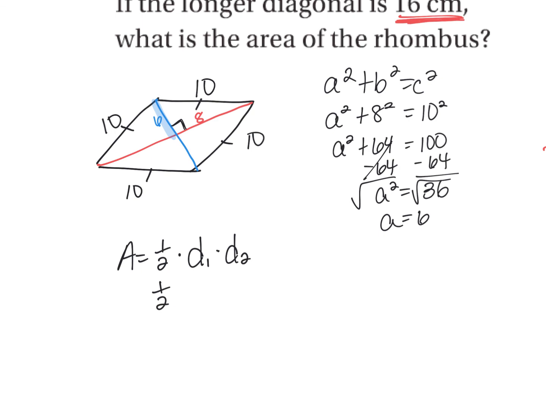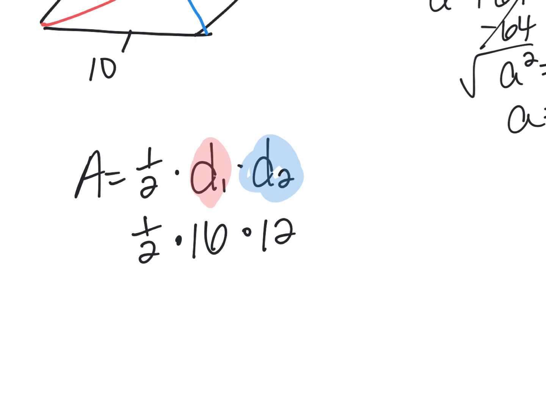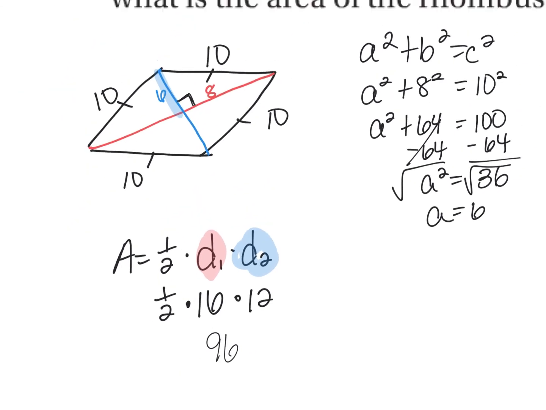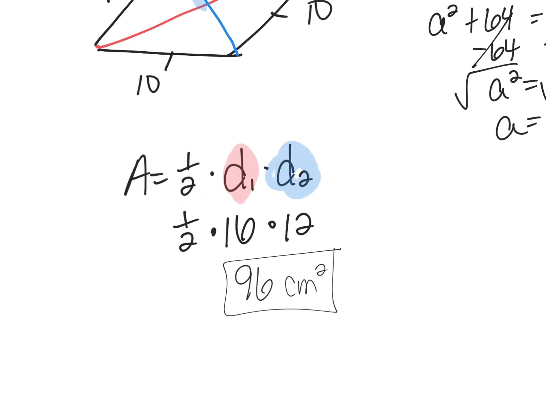Let's make D1 be the red diagonal. How much is that red diagonal? It is 16, right? 8 plus 8. And then I will make D2 be the blue diagonal. How much is that? That's 6 plus 6, so 12. Now when you do that math, you end up getting 96. And what is our label talking about in this problem? Centimeters squared. Okay, so that is that problem.